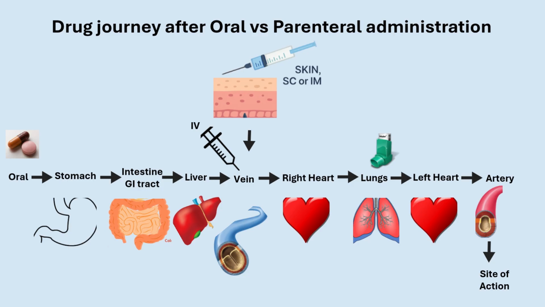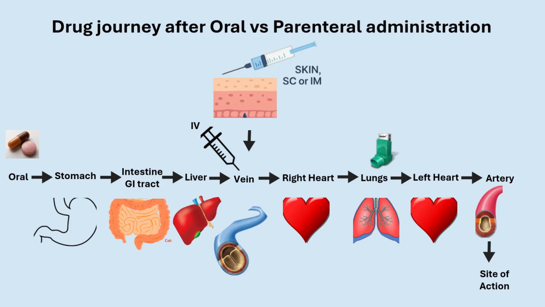This leads to a faster absorption compared to oral administration. As a result, Cmax is usually higher compared to oral administration and Tmax is faster. After absorption in the vein, the drug follows the same path, that is, into the right side of the heart, to the lungs for oxygenation, then to the left side of the heart, systemic arteries, and finally to the site of action. Another common route is inhalation.